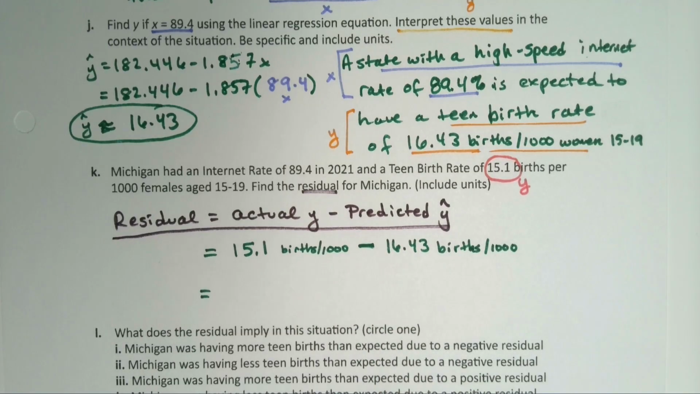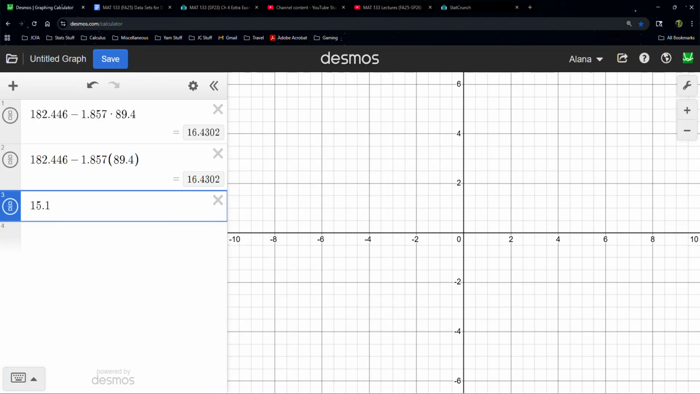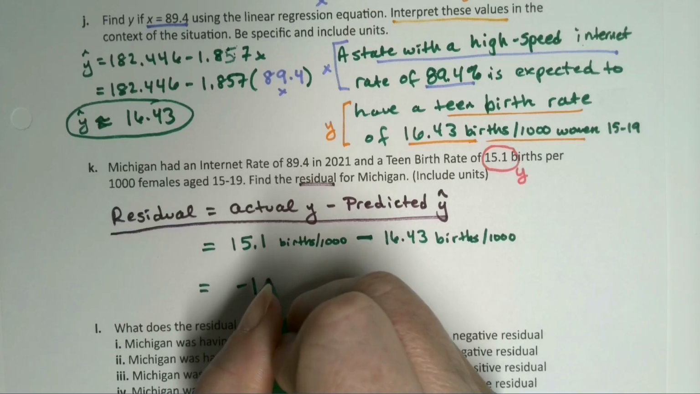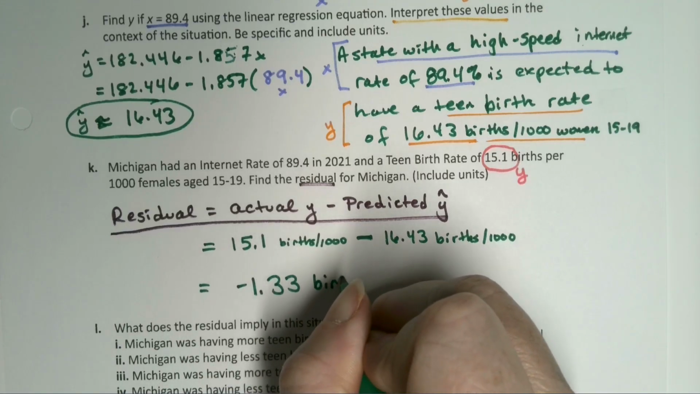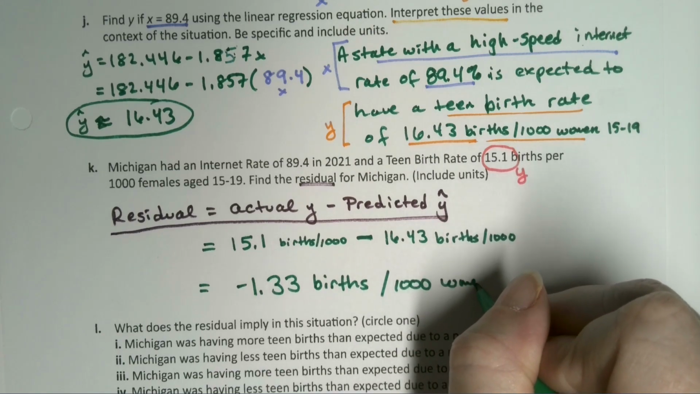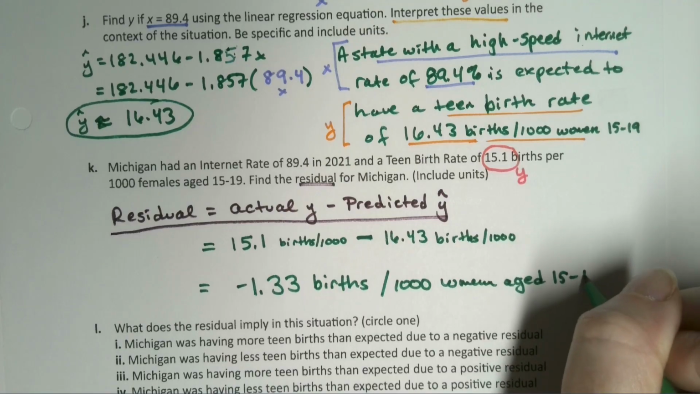All right, so now I need to find that subtraction. So I need to grab Desmos and say, hey, what's 15.1, the actual value for real life Michigan, minus 16.43, and we get negative 1.33. So this is negative 1.33 births per 1,000 women aged 15 to 19. I actually have room to write the whole unit this time.